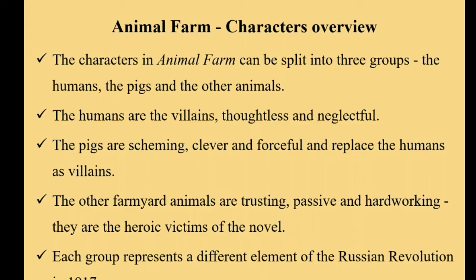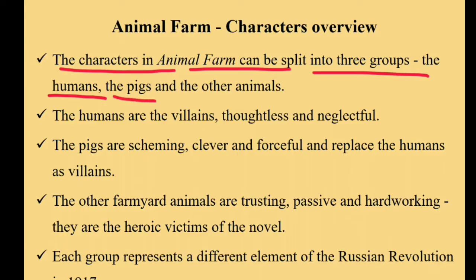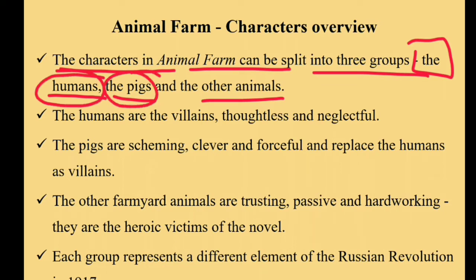Now we will learn who all are the characters in the story. The characters in Animal Farm can be split into three groups. The first one is the humans, the pigs, and the other animals. Please keep in mind it is divided into three categories. Alright, first one is human beings, then comes pigs, and then other animals.